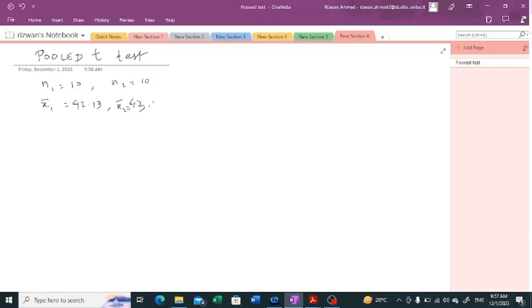And x2 bar is 43.23. S1 and S2. S1 is given as 0.685 and S2 is given as 0.75.